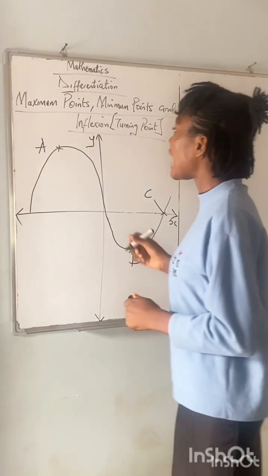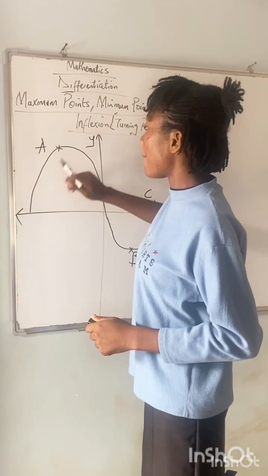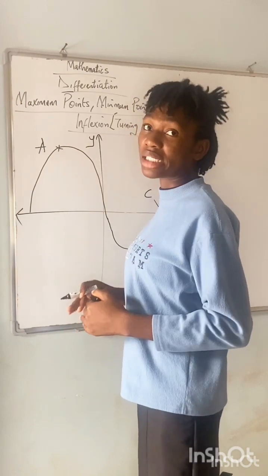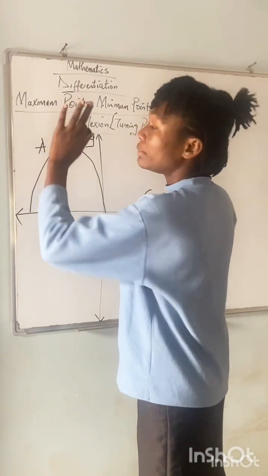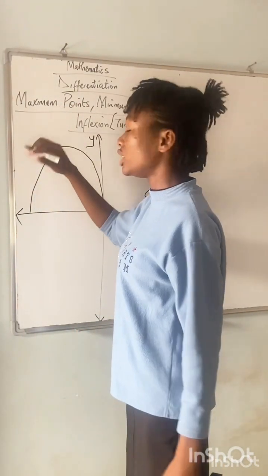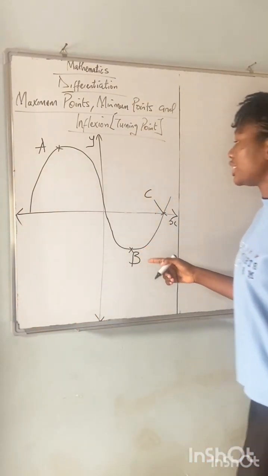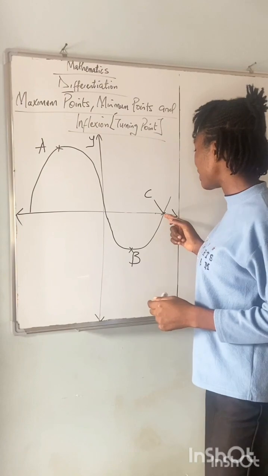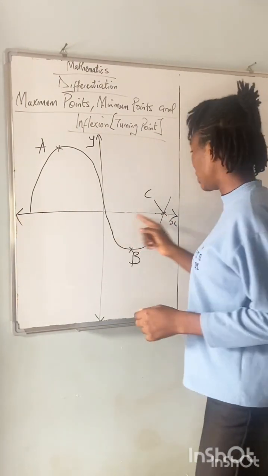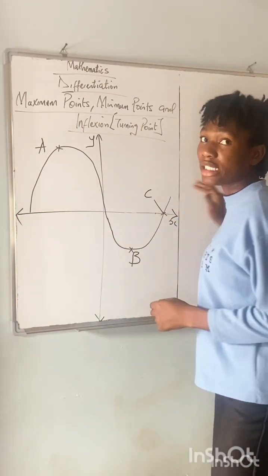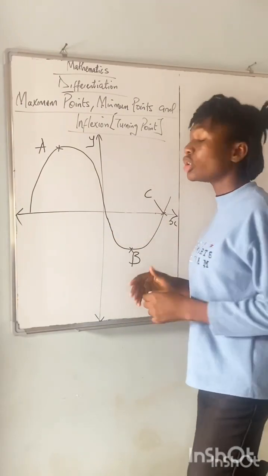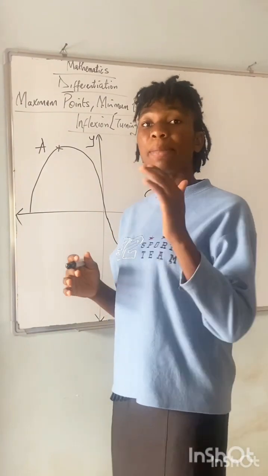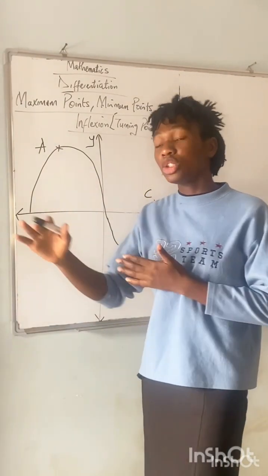Our point A is what we refer to as the maximum point. Then our point B is called our minimum point. Lastly, our point C, you can see it's on the x-axis, it's on the zero. So it is neither maximum nor minimum, it's in between, it's on zero.